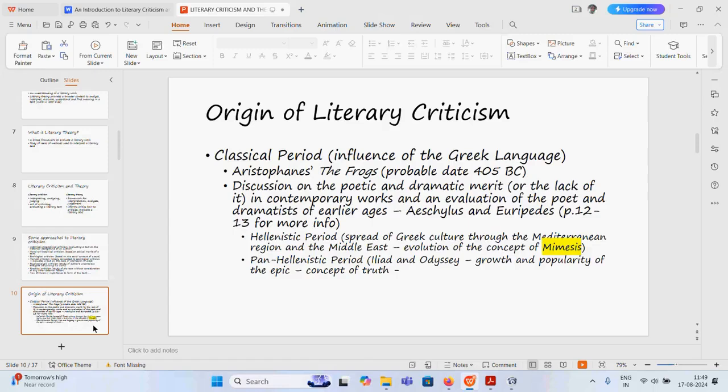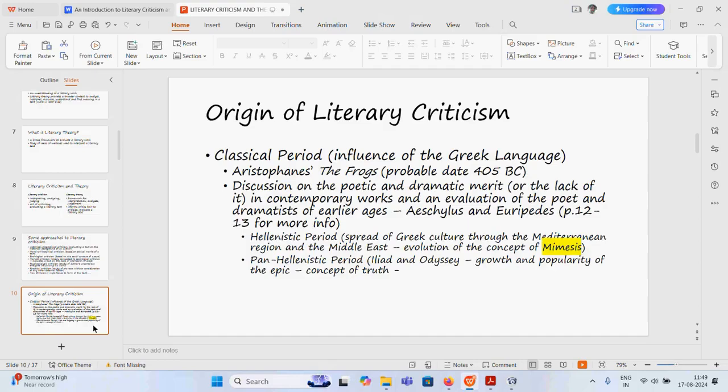To take you back, there are many others. The three dots on the previous slide indicate that there are various others that we have not touched upon here. As we move from one unit to the other in the course of this lesson, we will take up the different approaches to literary criticism. We'll take into account various theories. But for now, let us look at the origin of literary criticism.